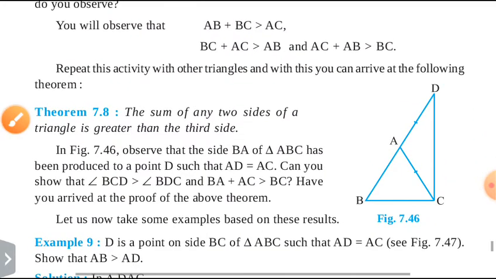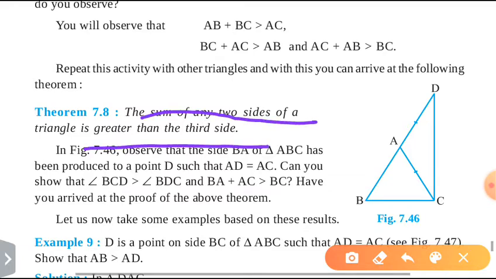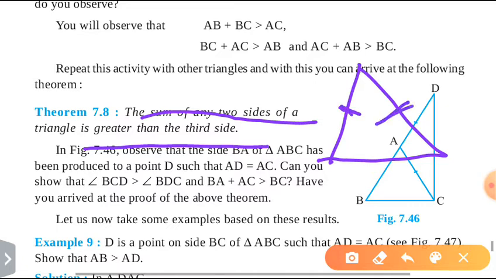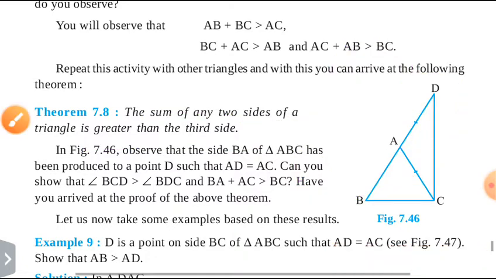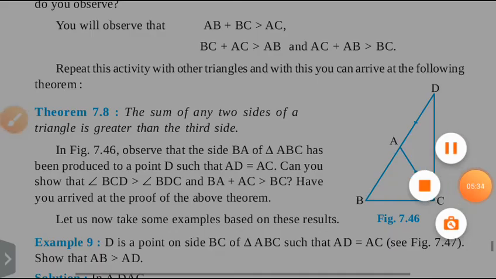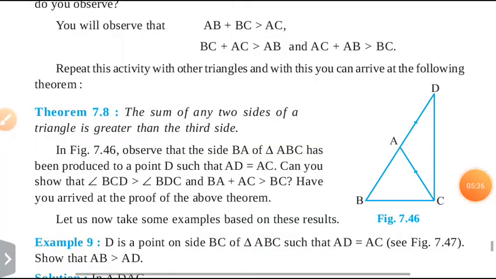Now move to the next theorem, which you have studied from class 5. The sum of two sides of a triangle is greater than the third side. You know that if you take any triangle, the construction is only possible when the sum of these two sides is greater than this one. Otherwise, the sum of these two sides should be greater than this one, and the sum of these two sides should be greater than this one. So the sum of two sides should be greater than the third side. Then only you can construct a triangle, or it's possible to form a triangle. Now move to the next exercise.